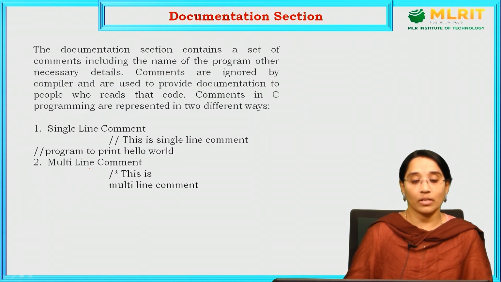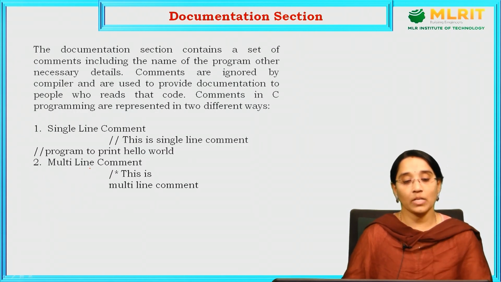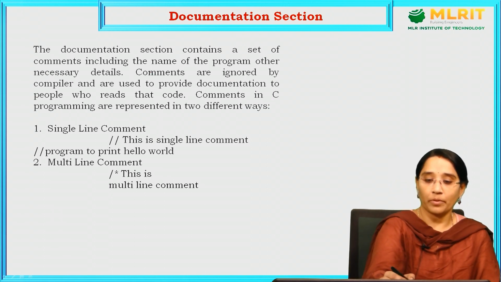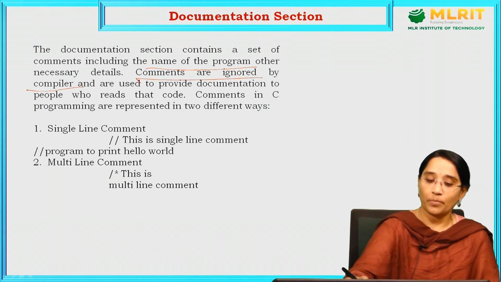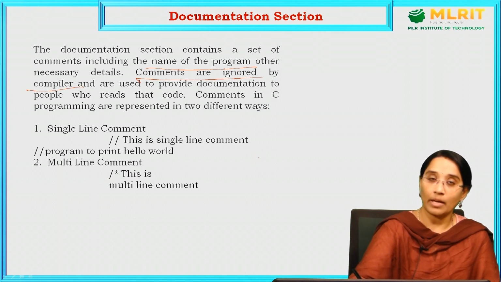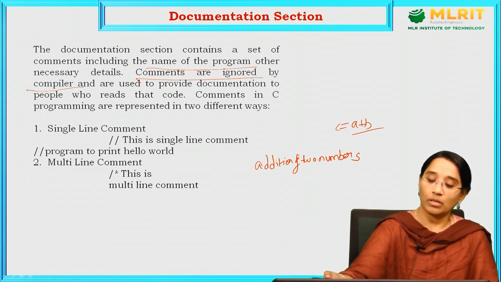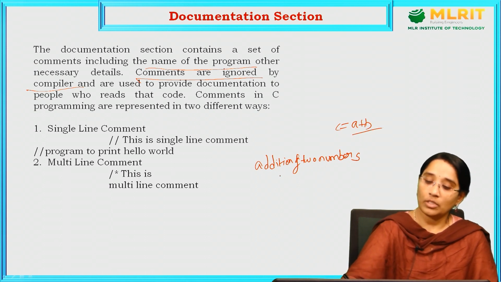First one is the documentation section. The documentation section consists of a set of comment lines, including the name of the program. These comments are ignored by the compiler. Suppose I want to write a program like addition of two numbers, C is equals to A plus B. So this is the title of my program.